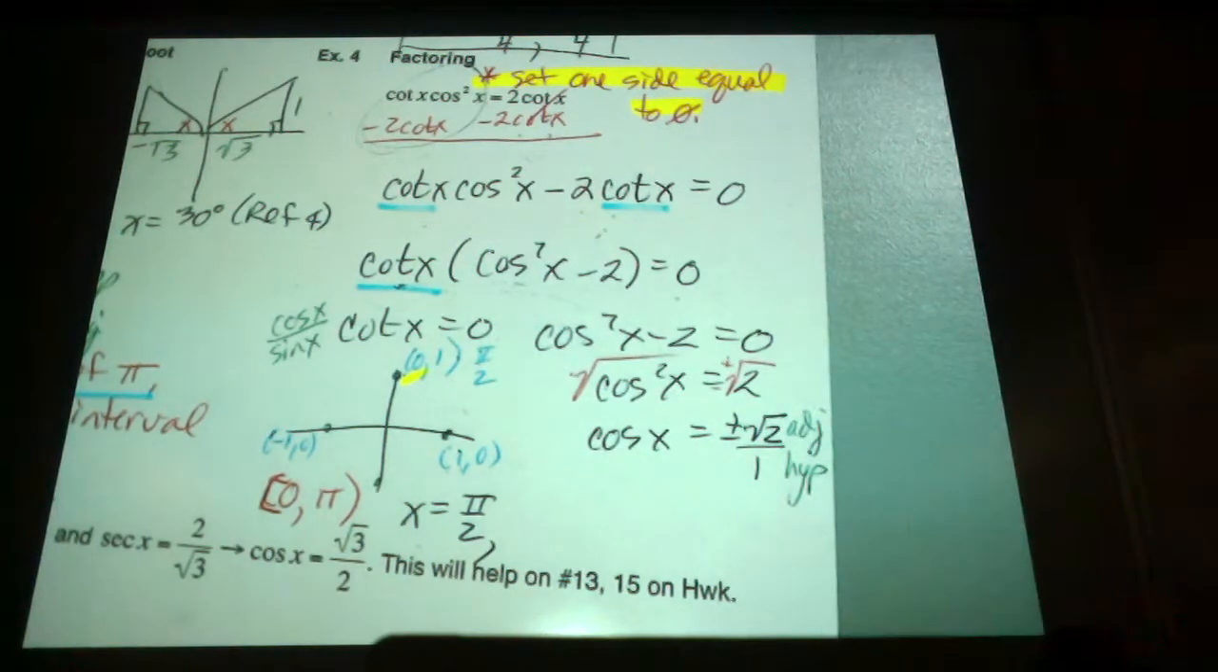So let me ask you this. Approximately, what is the value of the square root of 2? Because theoretically, because it's plus or minus, we could have 4 answers here, right? Because cosine is a period of 2 pi. That means we're looking at all 4 quadrants. But what's the theoretical value of the square root of 2?